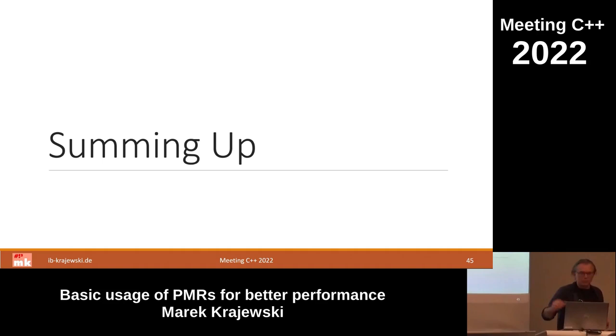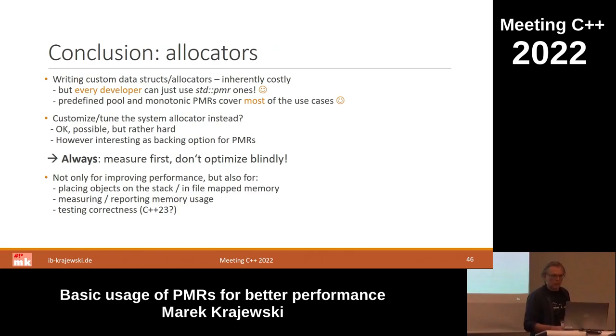So summing up, 5 minutes. Okay. My conclusions are that writing custom data structures, allocators, and so on is costly, but now we have PMR, and it can be used for most of the use cases, so we are happy developers. The system allocator tuning is interesting, but, well, I personally would stay with PMRs. Of course, never use my scenarios as a rule of thumb. Just measure, experiment, update, measure again. And then you see if it makes sense.